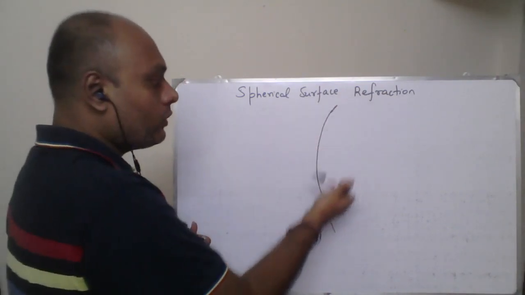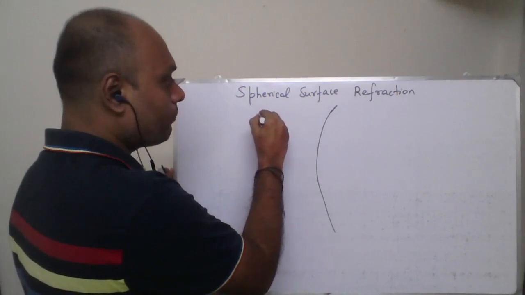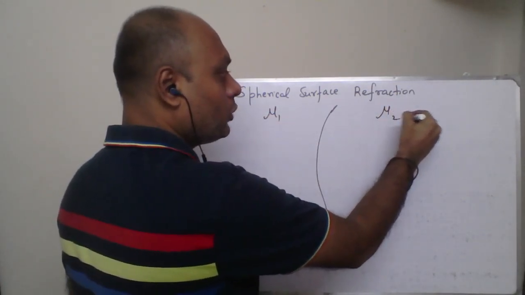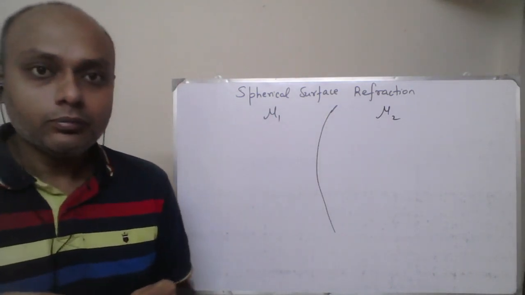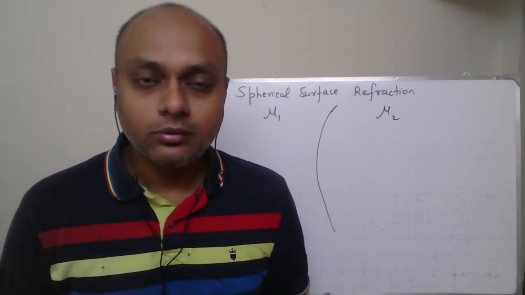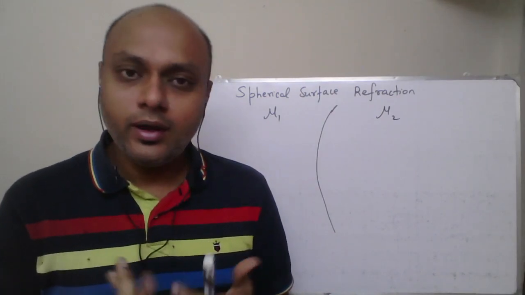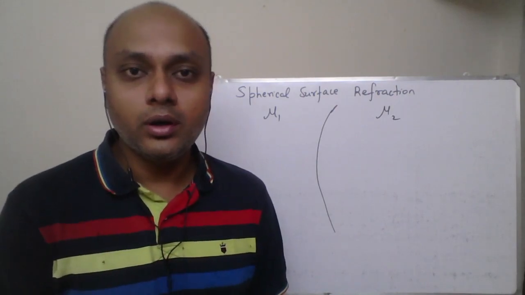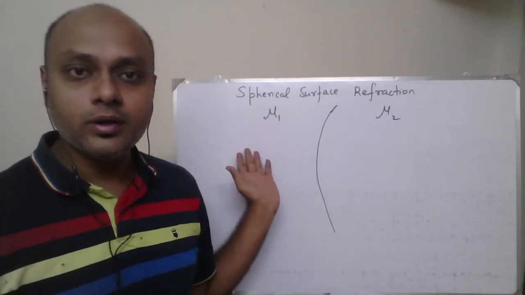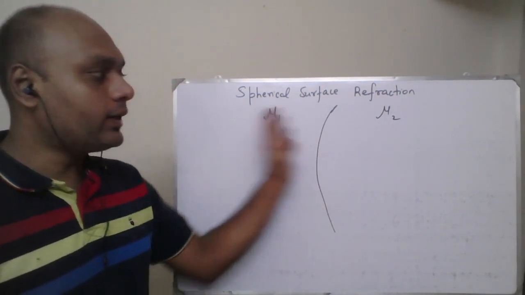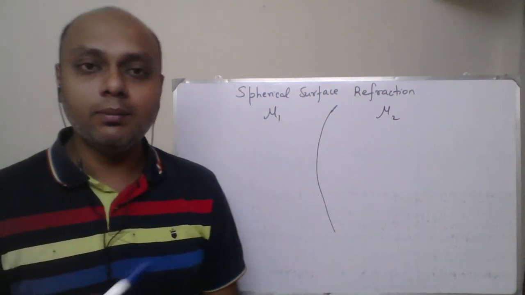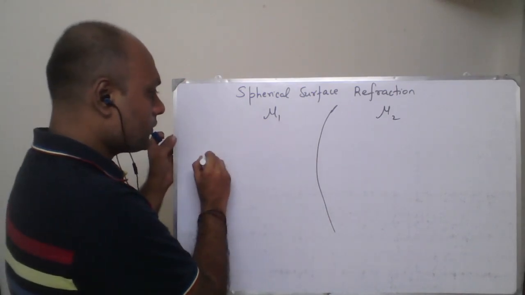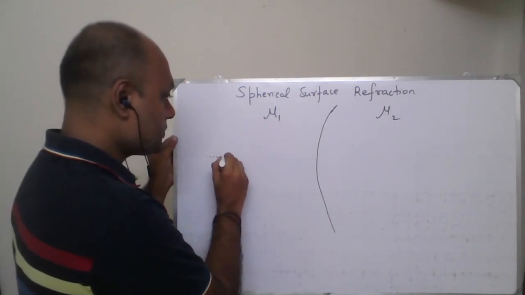Now this boundary separates two different media. The left side is medium mu1, and the right side is medium mu2, let's take. And we are going to make the assumption that one medium is denser than the other. Any medium you can assume, but we will assume that mu2 is denser. This side medium is denser in comparison to this, and light rays are going to come and fall from the medium having refractive index mu1. So let's make the optical axis first. The optical axis is here.